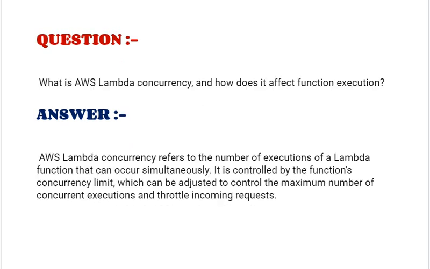Our next interview question is: what is AWS Lambda concurrency and how does it affect function execution? Your answer should be: AWS Lambda concurrency refers to the number of executions of a Lambda function that can occur simultaneously. It is controlled by the function's concurrency limit, which can be adjusted to control the maximum number of concurrent executions and throttle incoming requests.